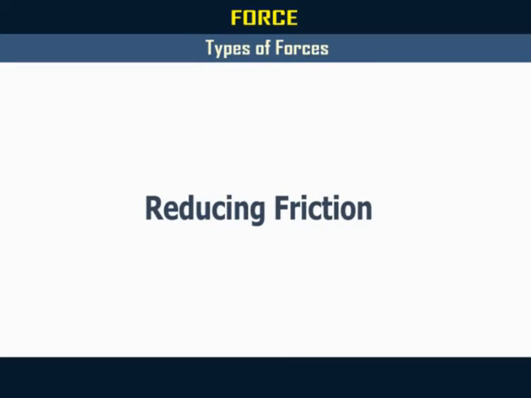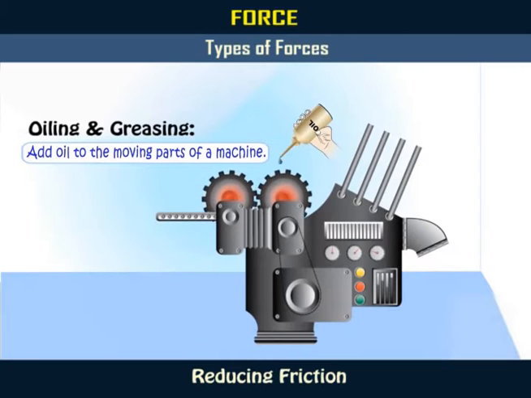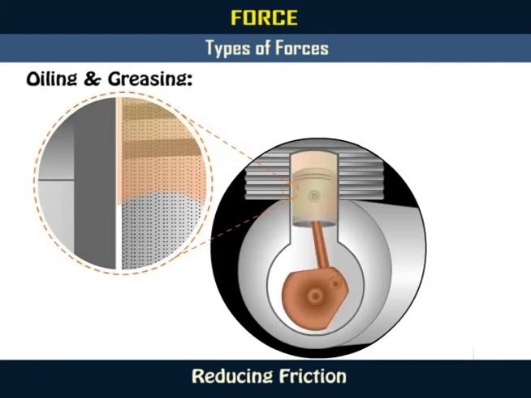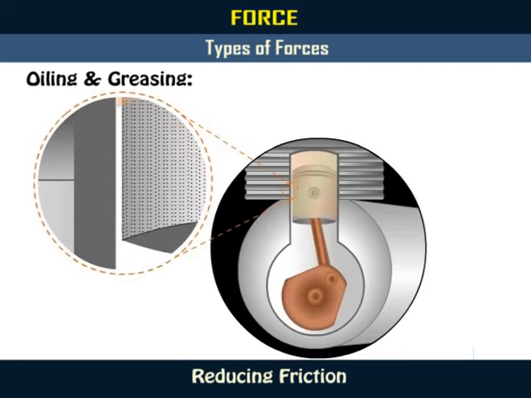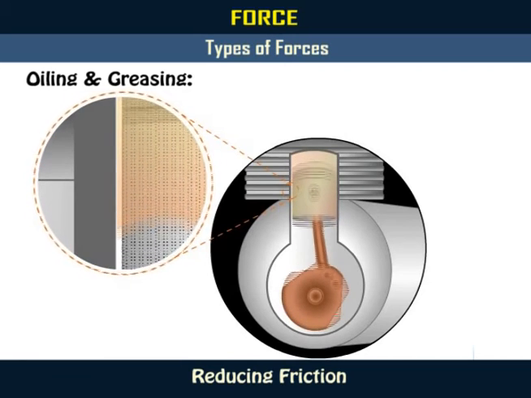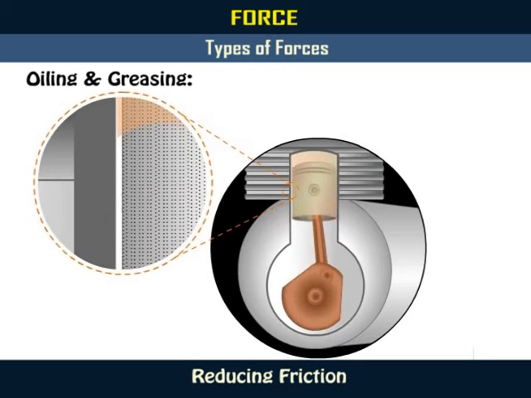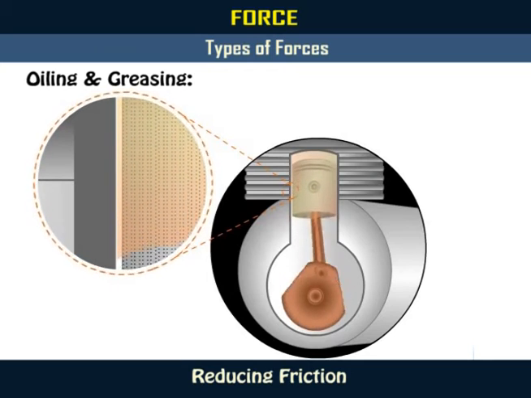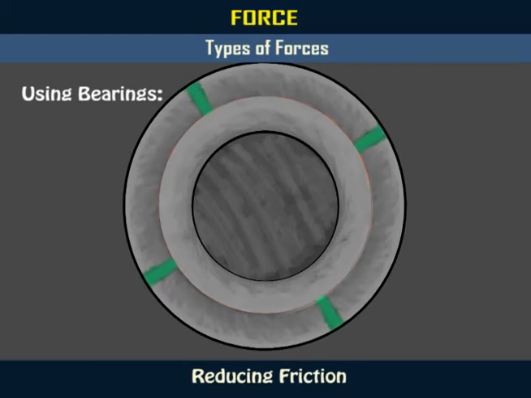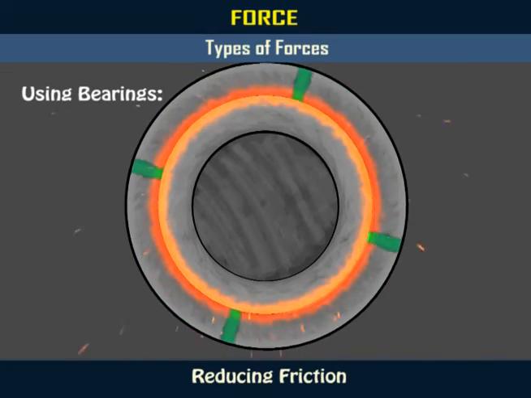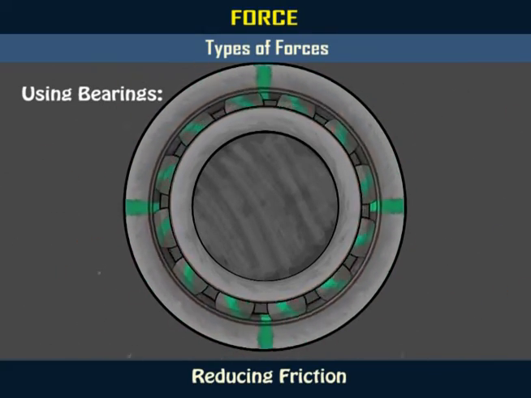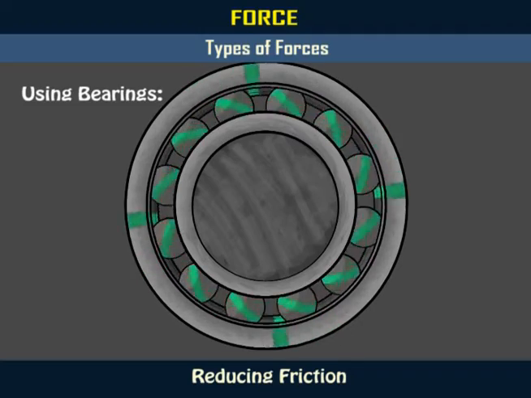Friction can be reduced in a number of ways. For example, oiling or greasing the moving parts of a machine. These lubricants form a thin film between the moving parts and fill the tiny pores and depressions on the surfaces. Because rolling friction is less than sliding friction, ball bearings and roller bearings are used for decreasing friction.